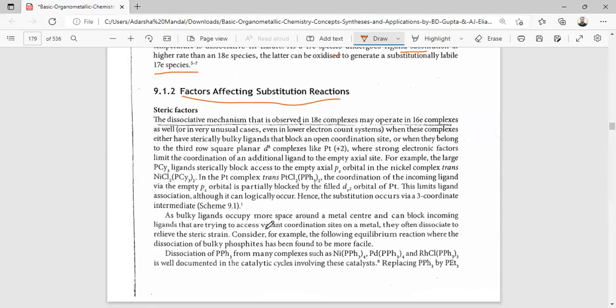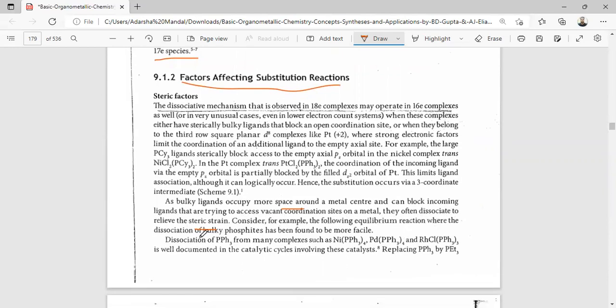So bulky ligands occupy more space around the metal center and can block incoming ligands that are trying to access the vacant coordination site on the metal. They often dissociate to relieve the steric strain. Consider, for example, the following equilibrium reaction, wherein the dissociation of the bulky phosphine has been found to be more facile.